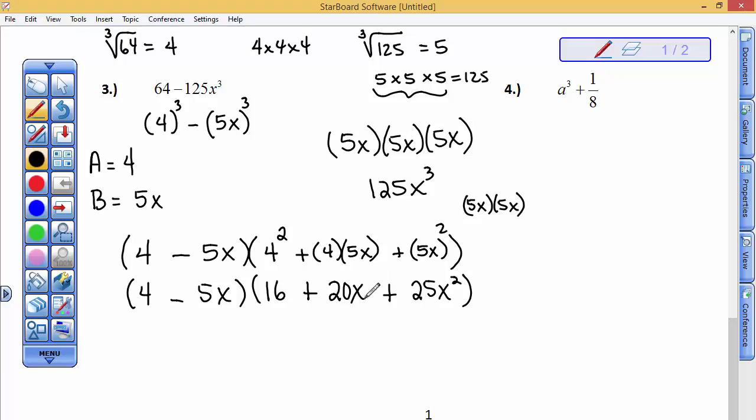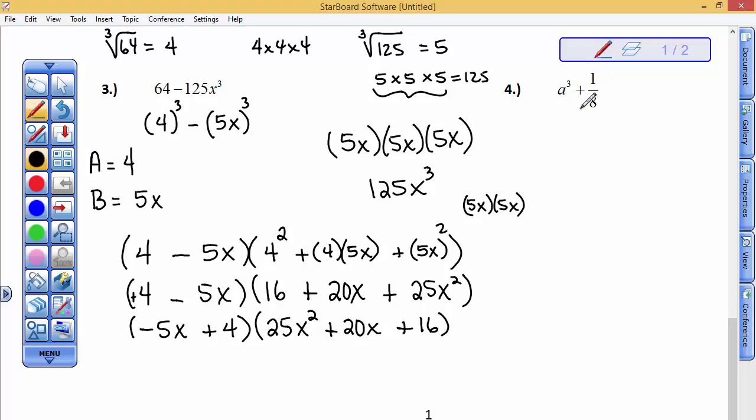Some people like to rewrite this trinomial in descending order. So some people like to put the 25x squared first, then the 20x, then the 16. And even up here, you could write the minus 5x first and then the positive 4 if you'd like, or leave it as 4 minus 5x. As long as this 4 had a plus sign, this 5x had a minus sign, so it doesn't matter. Or again, this could have been 4 minus 5x. Let's go to this last one.